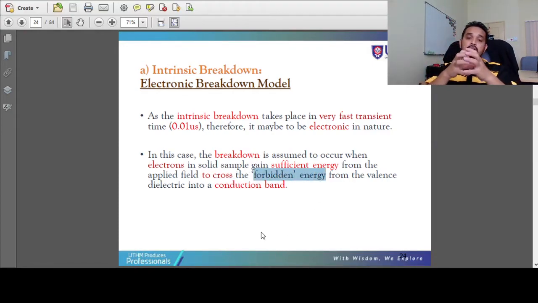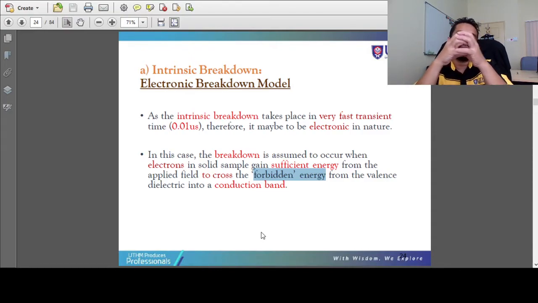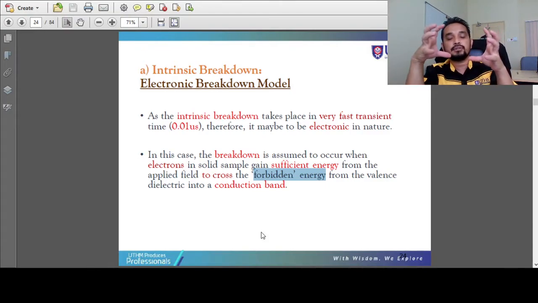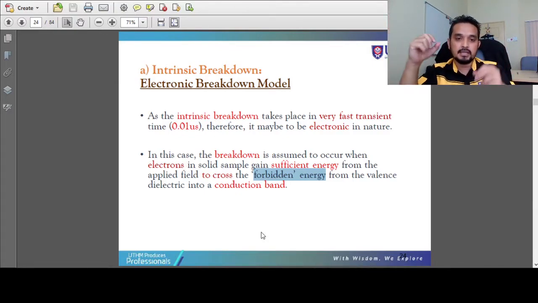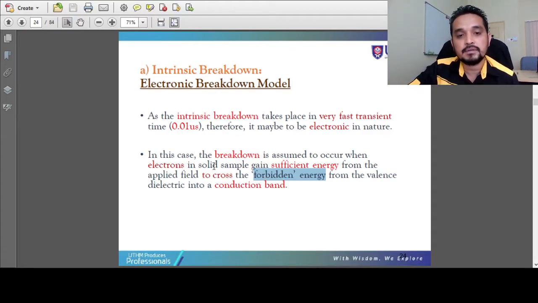This means we have the molecules and then we have the valence band. The valence band is the outermost band for the electron, so it is far away from the nucleus. Once it gains enough energy, this electron at the outer orbital layer will manage to escape. That is what we call the initiation of the process for electronic breakdown.